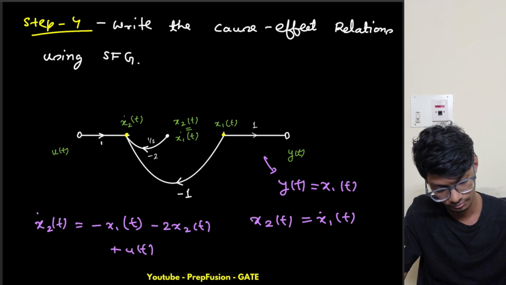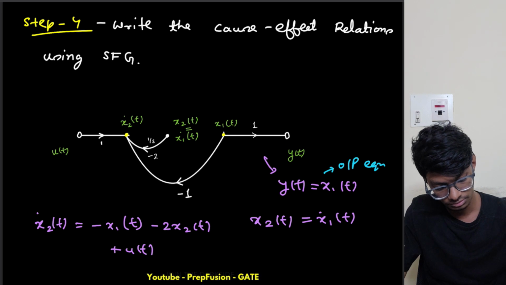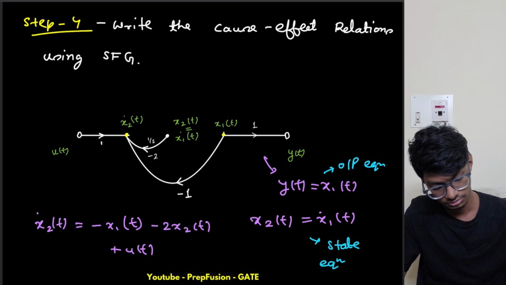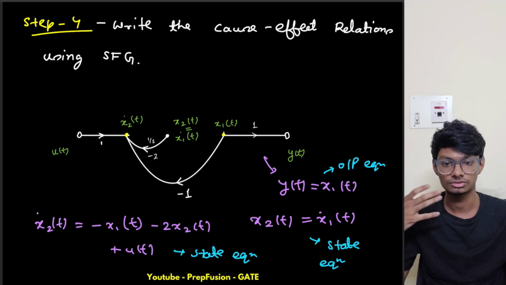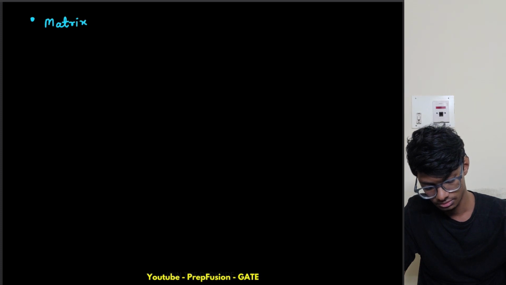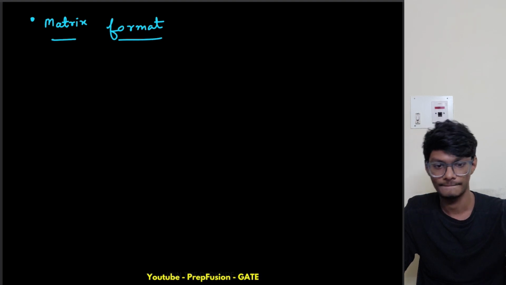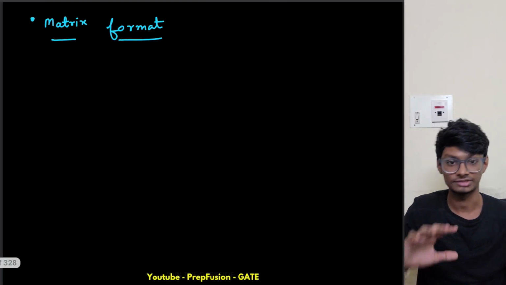Output equation, this is a state equation, this is also a state equation. So these are my three equations. Let me write the matrix format. What will be the matrix format? Simply as we started.